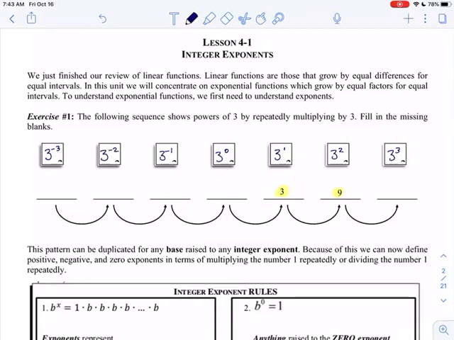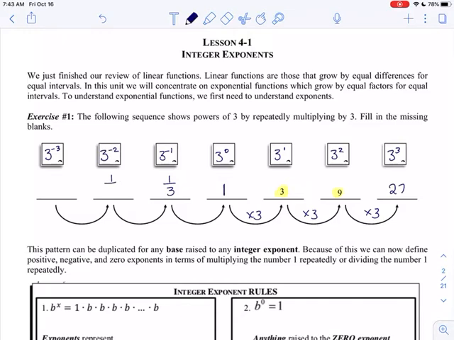3 squared equals 9. 3 to the third means 3 times 3 times 3, which is basically 3 times more than the 9, which is 27. So each time we're doing this, we're multiplying by 3. Okay? 3 to the 0 is actually 1. And you can do that in your calculator to check.